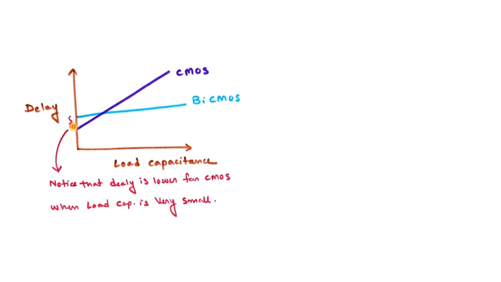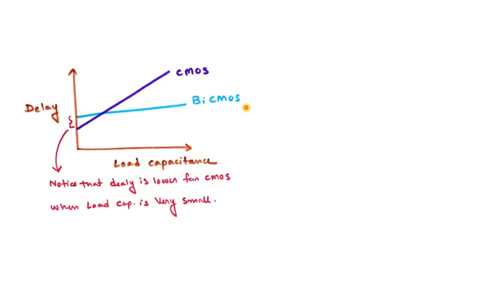And if you think, what will be the slope of these lines, this line or this line? If you think about it a bit carefully, you will find that the slope of this line is inversely proportional to that of the charging and discharging current. And as the charging and discharging current is much higher for BiCMOS, the slope will also be lower in case of BiCMOS.